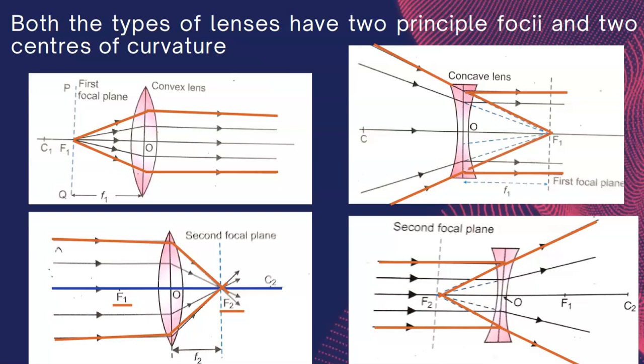There is a difference in the position of F1 and F2 for convex lens and concave lens, as we can see here. For a convex lens, on the left hand side, we have F1 and on the right hand side, we have F2. For a concave lens, F1 is on the right hand side and F2 is on the left hand side. We should be careful while we are drawing diagrams, while we are drawing the ray diagrams.